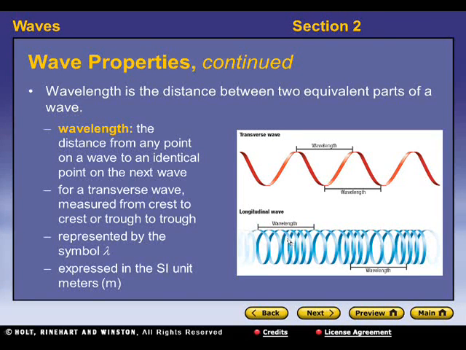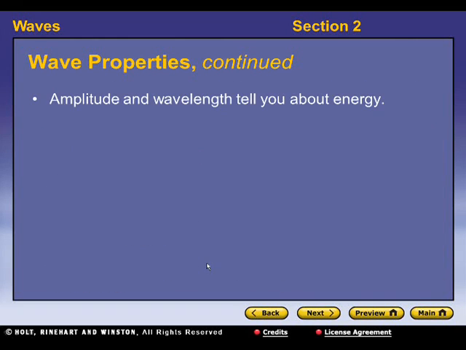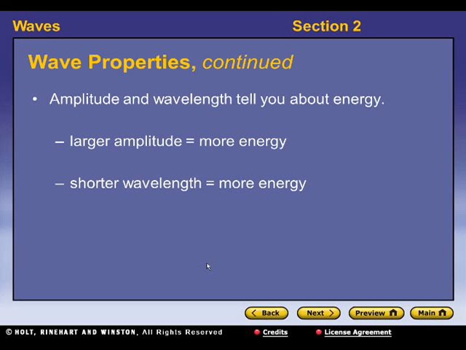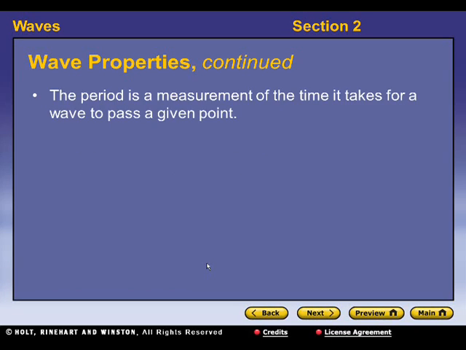In a longitudinal wave here, you have it from one point in a rarefaction to the repeating point in the next rarefaction, or from compression to compression point. Both of them measured in meters. Amplitude and wavelength tell you about the energy. If it has a larger amplitude, it's got more energy, and generally a shorter wavelength has more energy.